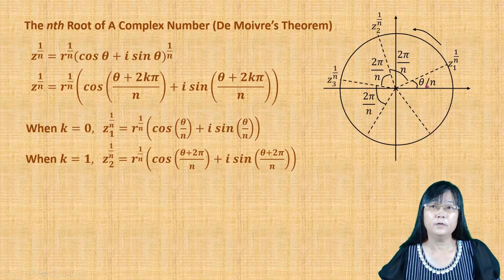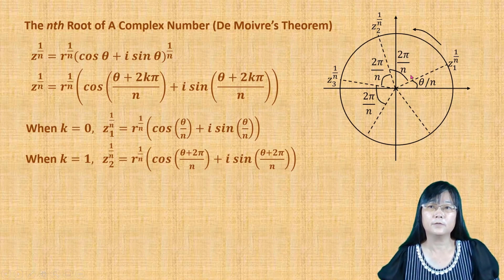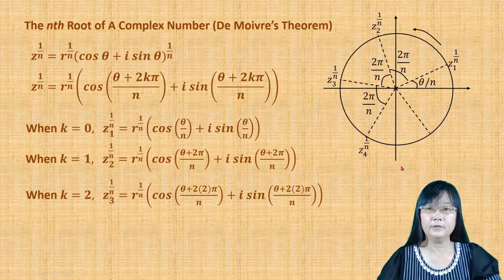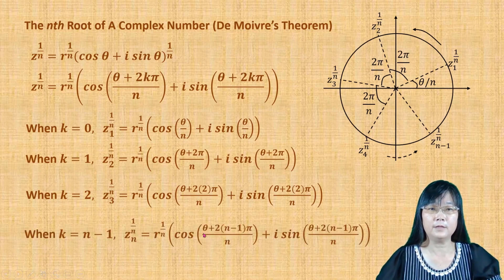So the argument of the third root is this one, where it is theta over n plus 2 pi over n, then plus another 2 pi over n. Then it becomes theta plus 2 times 2 pi over n, where k is equal to 2 for the third value. Then we continue until the last root, that is n minus 1. For the argument of n minus 1, it is theta plus 2 times n minus 1 pi divided by n.